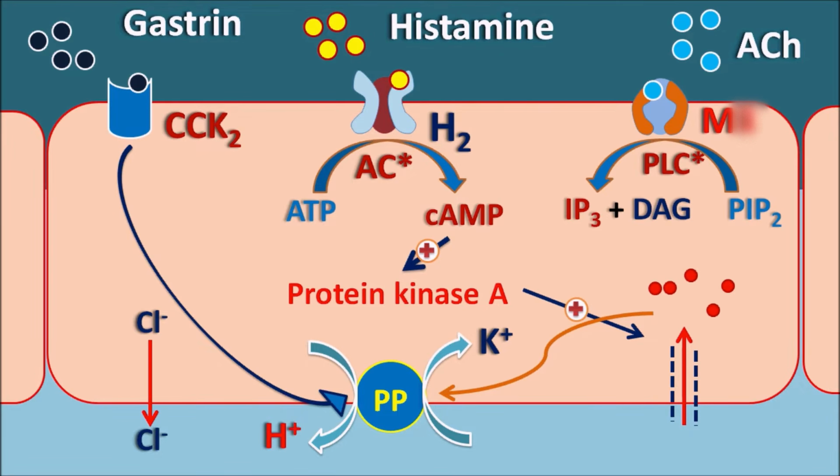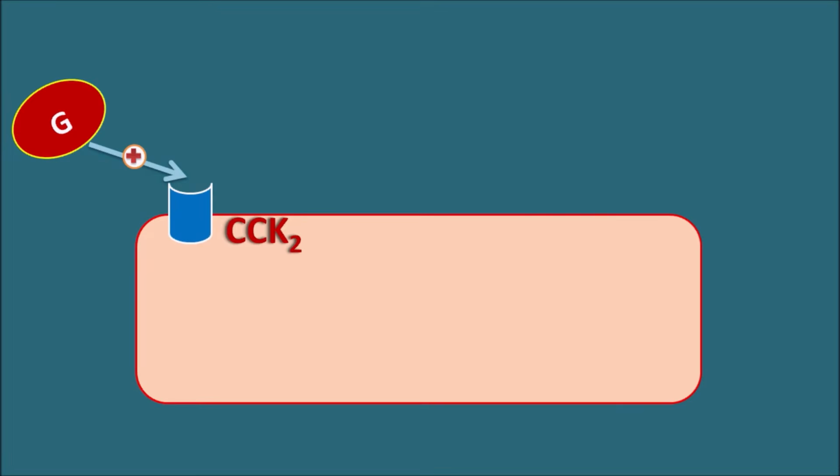Whatever may be the mediator, gastrin, histamine and acetylcholine, all these are going to increase the gastric acid secretion, which is finally controlled by the proton pump. Now within the gastric parietal cells, the different types of stimuli are going to work to release the gastric acid. For example, the gastrin is released from the G cells. G cells are the gastrin producing cells. And once this gastrin is released, it can act on the cholecystokinin receptors.